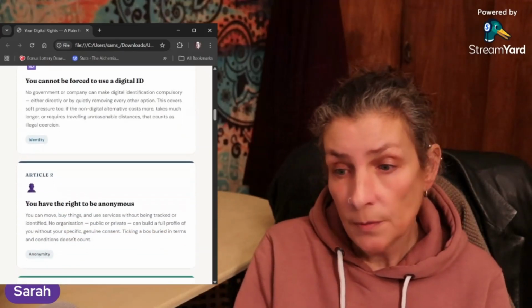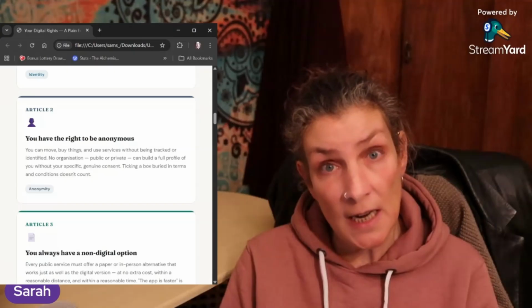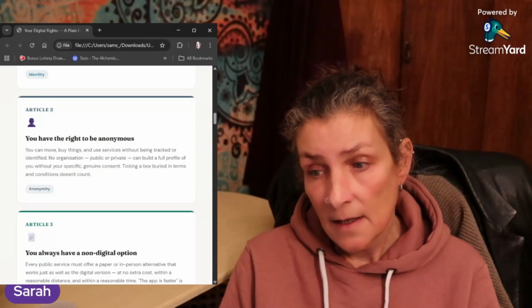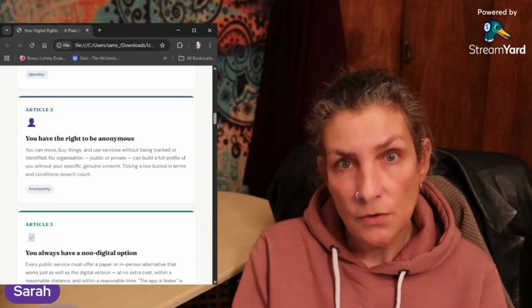Article 2. You have the right to be anonymous. You can move, buy things, use services without being tracked or identified. No organisation, public or private, can build a full profile of you without your specific, genuine consent. Ticking a box buried in terms and conditions doesn't count.